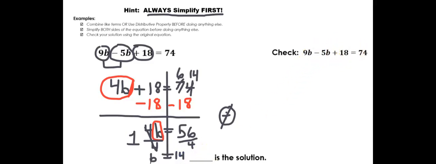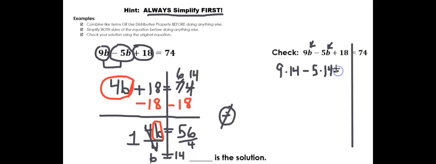Okay, now we just have to run a check, so I'm going to come over here. I'm going to make sure I didn't make any mistakes when I was doing my simplifying and solving. So I'm just going to go 9 times what I think my solution is supposed to be, 14. I'm going to replace b in both places with 14. And I'm just going to rewrite the entire equation, but I'm going to take that b out and put in 14, so that I can then see my order of operations to funnel this down. That's supposed to give me 74 if I did it correctly.